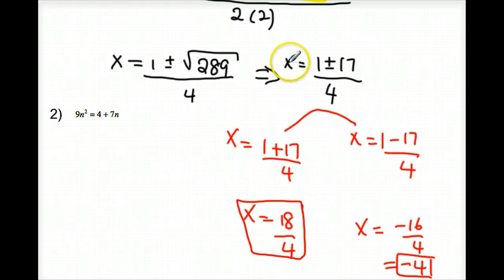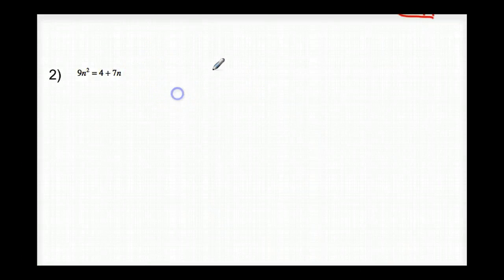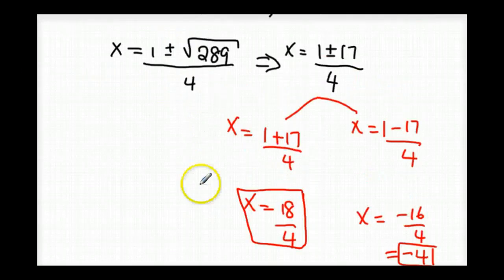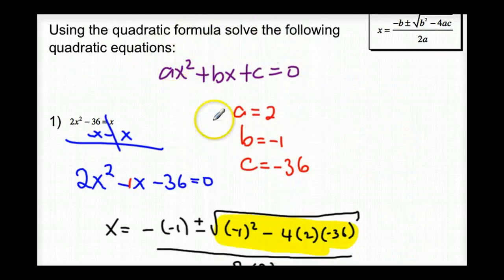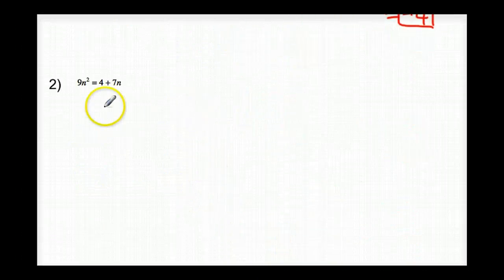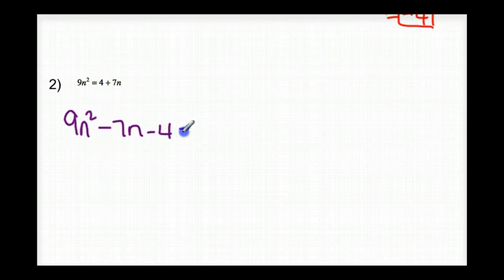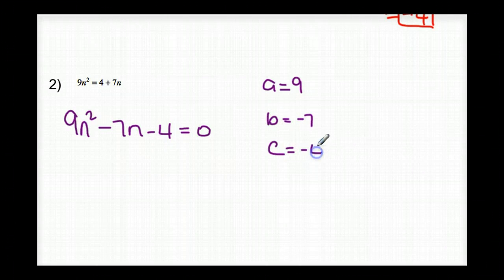Okay, so let's work on number 2. Is it in our quadratic form, which is all the way up here? Is it in this form? Let's look again. It's not, so I'm going to make it in that form. 9n squared minus 7n minus 4 equals 0. My a is 9. My b is negative 7. My c is negative 4.